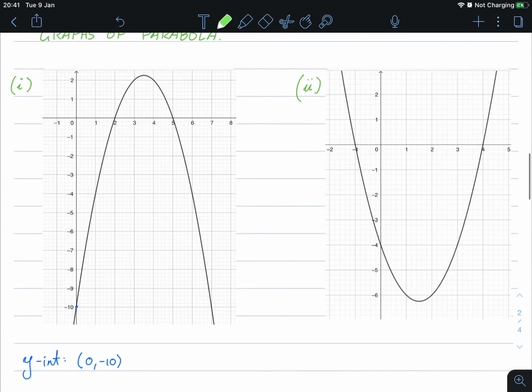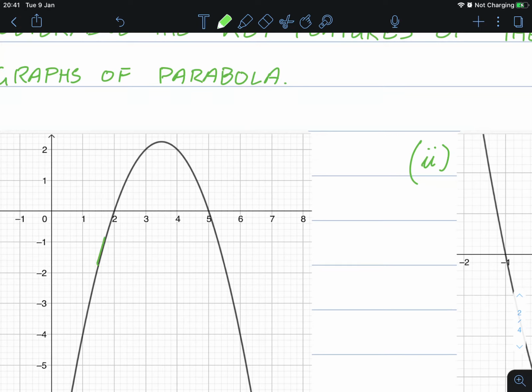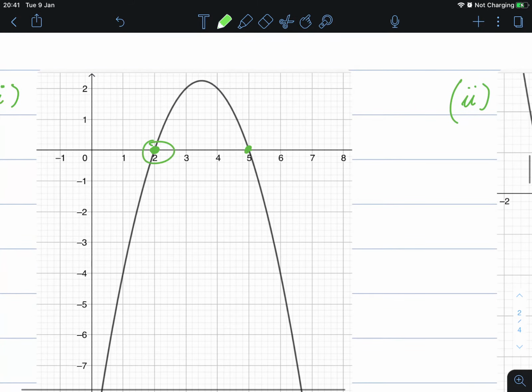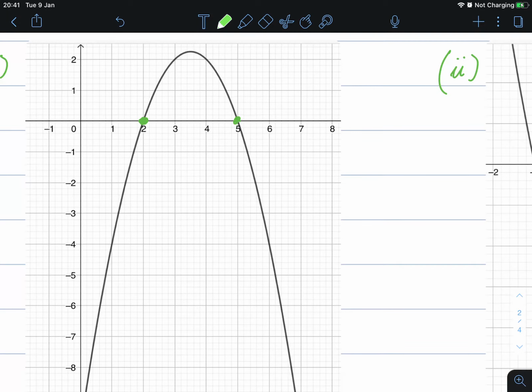Let's do the x-intercepts. The x-intercepts are where the graph crosses the x-axis. So here's the x-axis, and this graph crosses at 2 points, one here and one there. So the x-intercepts, there are 2. Let's label them. The first one is at (2, 0), and the next one is at (5, 0).